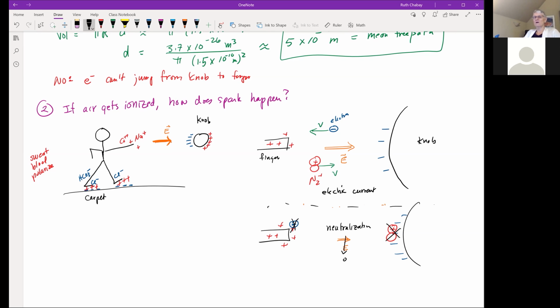So why do we see light in this phenomenon? Yep, the charges are accelerating in the field, aren't they? So charges accelerate in the electric field. And so they accelerate, they radiate.